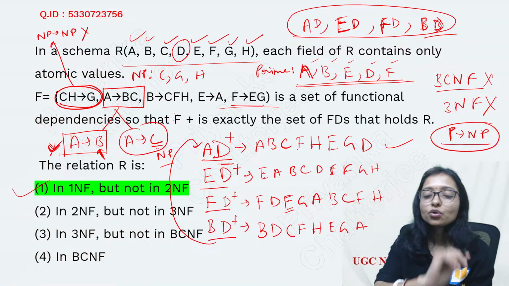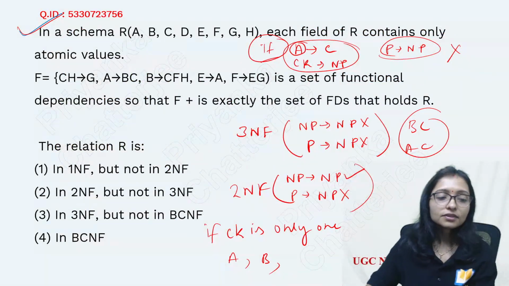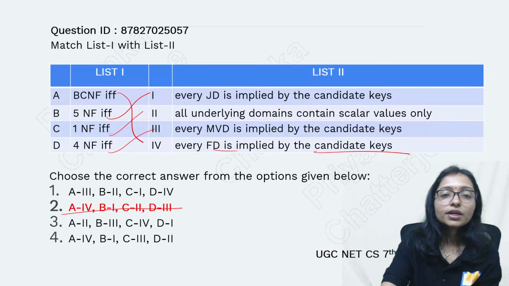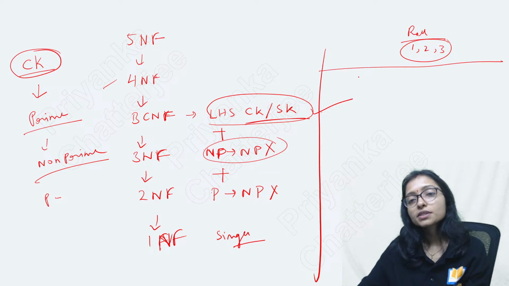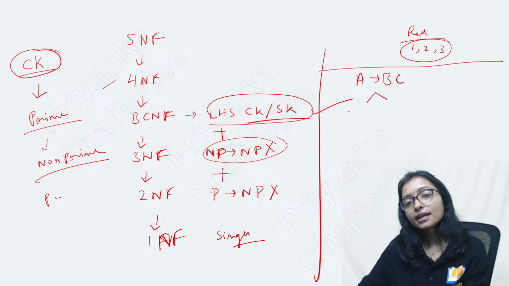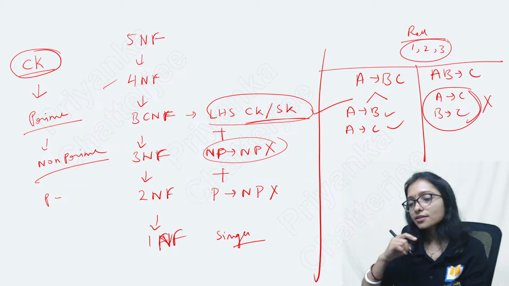Here also don't make a mistake. Sometimes students make mistakes here. So many confusions come because concepts are not clear. A implies BC, I can write as A implies B and A implies C. This is okay. But don't think that AB implies C means you can write A implies C and B implies C. This is wrong. Don't do that.